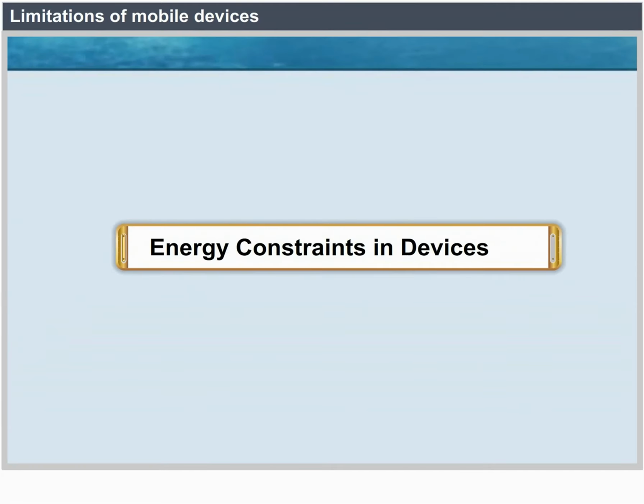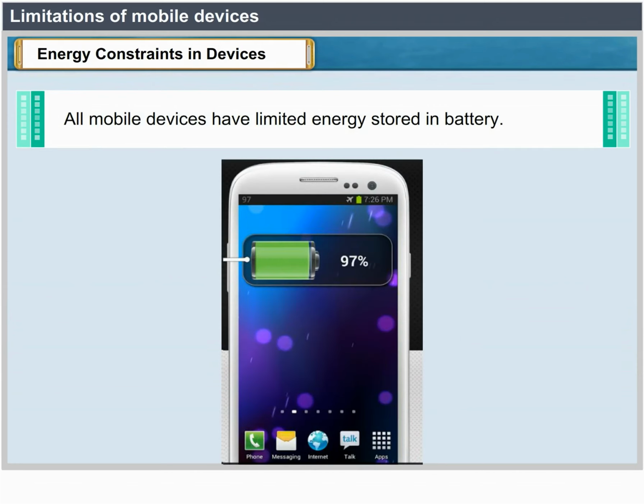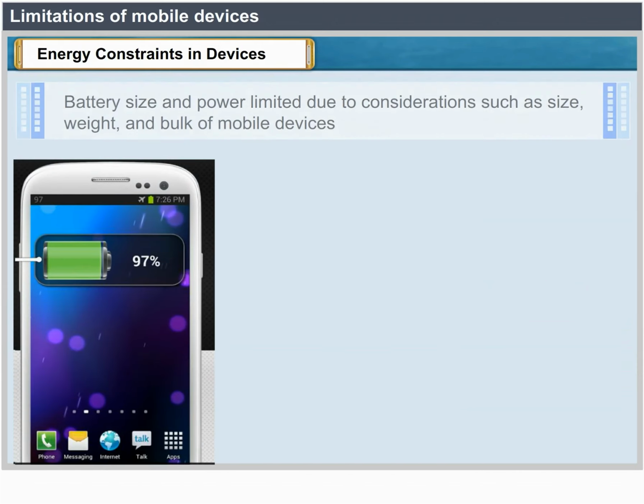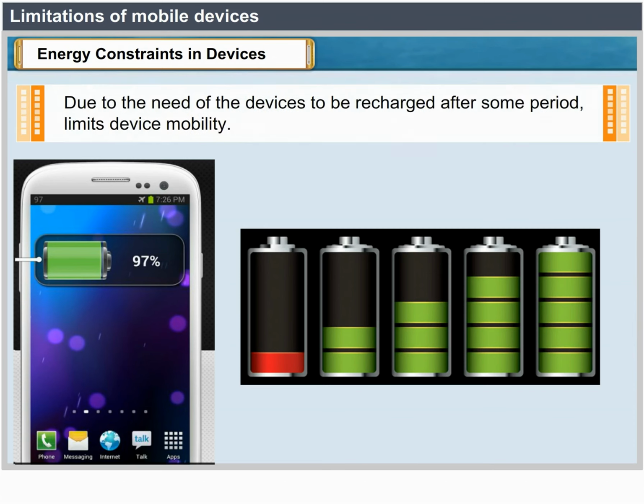Energy constraints in devices. All mobile devices have limited energy stored in the battery. Battery size and power are limited due to considerations such as size, weight, and bulk of mobile devices. The devices need to be recharged after short periods of time. In this way, energy availability also limits device mobility.